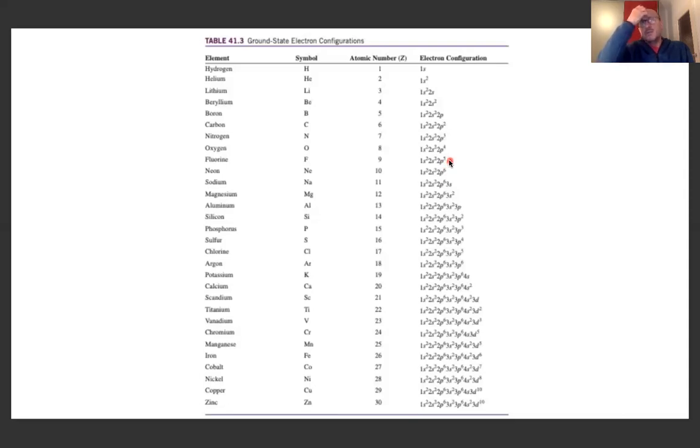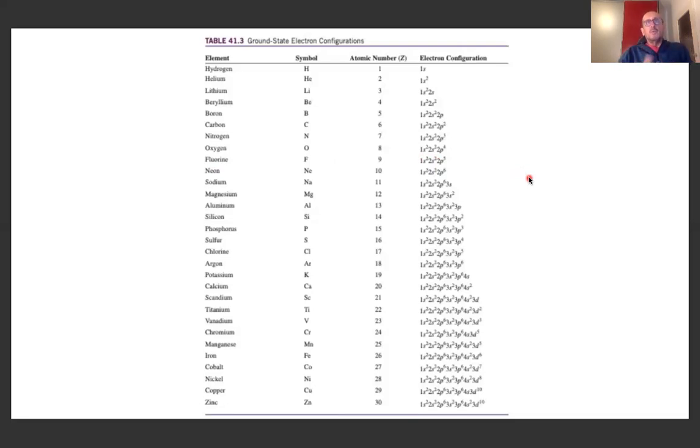Okay, so I have 5 p electrons. I have 3 values of m equal minus 1, 0, and 1. And for each one of these values, I can put 1 electron up or down. And that's the configuration of the last occupied electron, okay? In the case of fluorine.